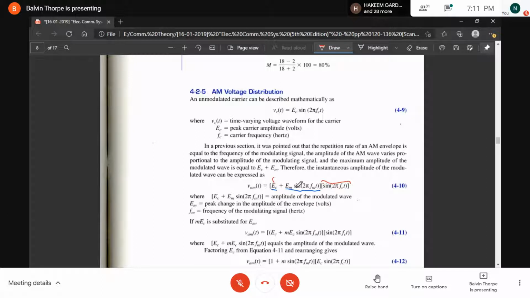Okay? Mathematically, it would not make a difference because what we had initially was EM sine 2 pi FM, right? That has been mixed with a carrier signal. Good? So this is showing you that this is the result of the mixing for amplitude modulation. Okay, only for amplitude modulation.